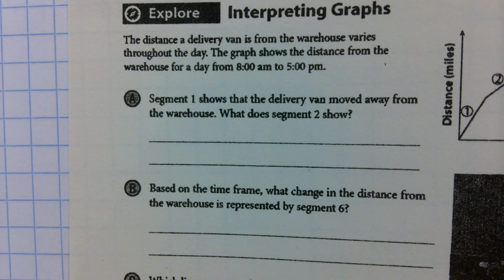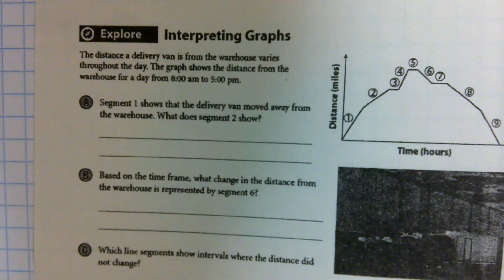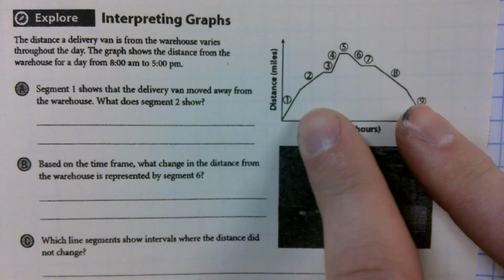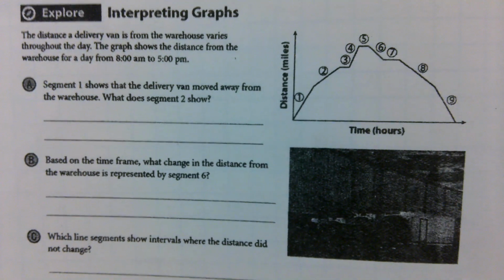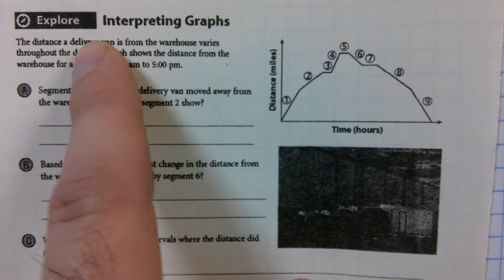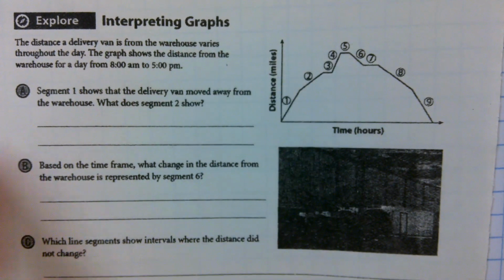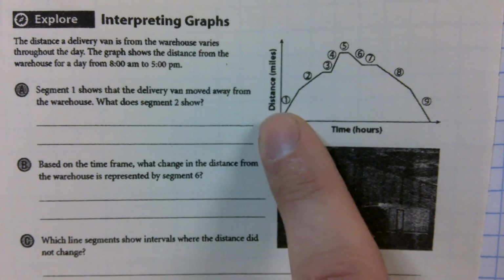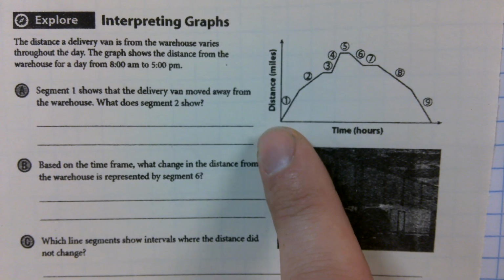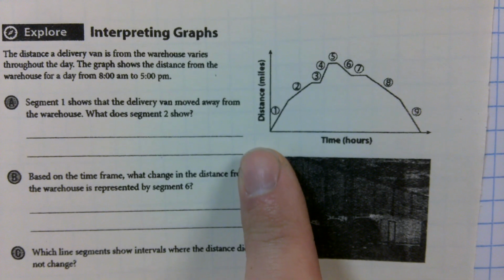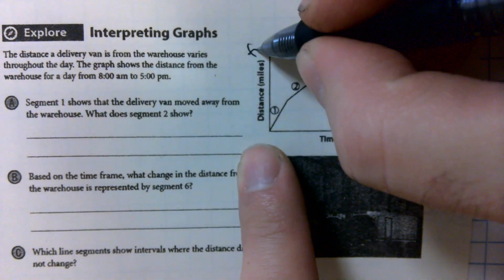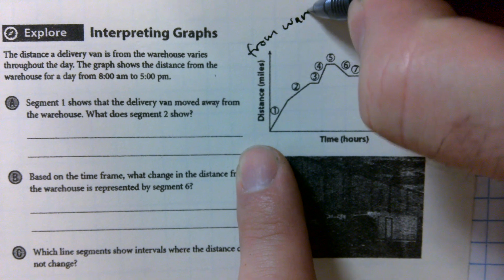All right, let's come together and take a look. Okay, you guys are going to help me out here. Okay, not as simple of a graph as the plane one, obviously, but we can still analyze what's going on, okay? So it says the distance a delivery van is from the warehouse varies throughout the day, all right? So my y-axis represents what? Y-axis, what does it represent? Distance in miles from the warehouse, right?